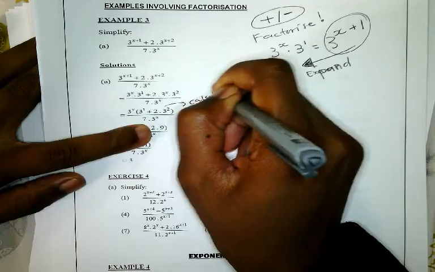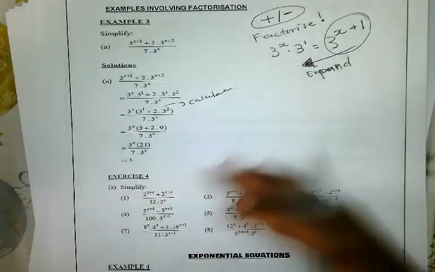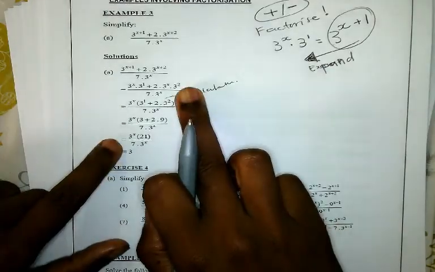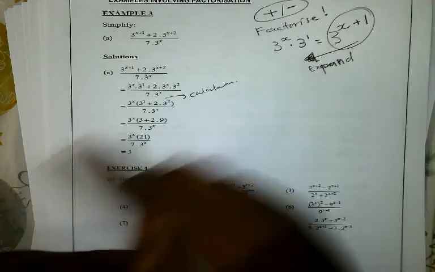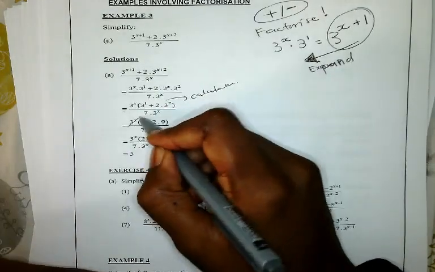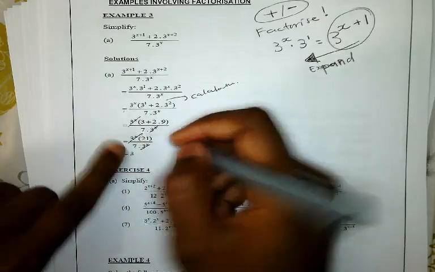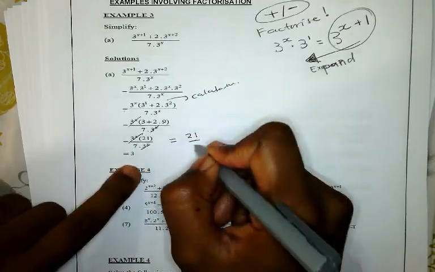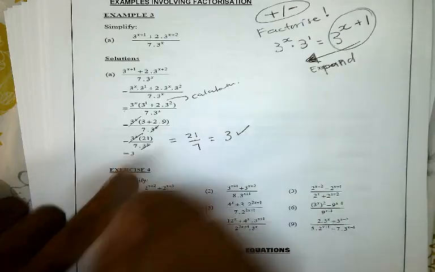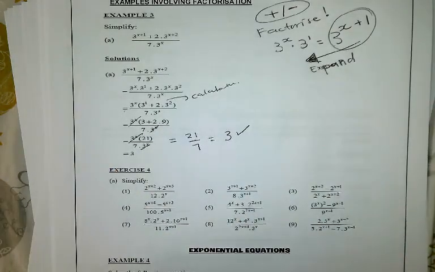This is going to cancel with that. This and this is going to cancel out. This and this is going to cancel out, so that you're left with 21 over 7, which is 3. Are we all clear? So this is exponential equation, exponential expressions involving factorization.